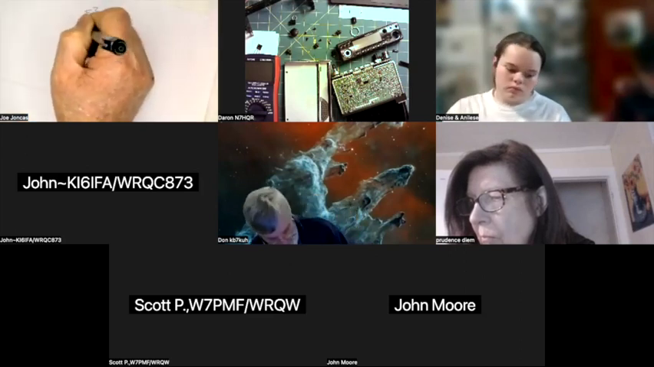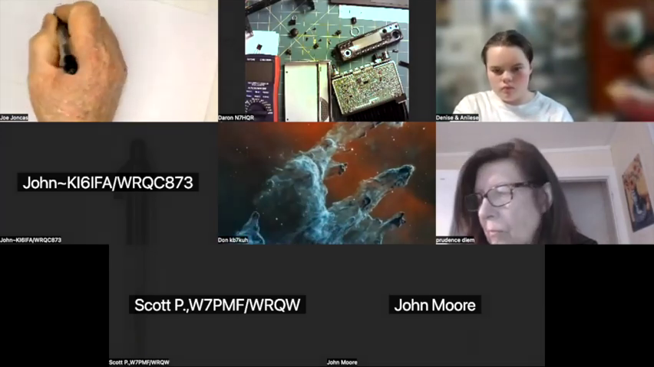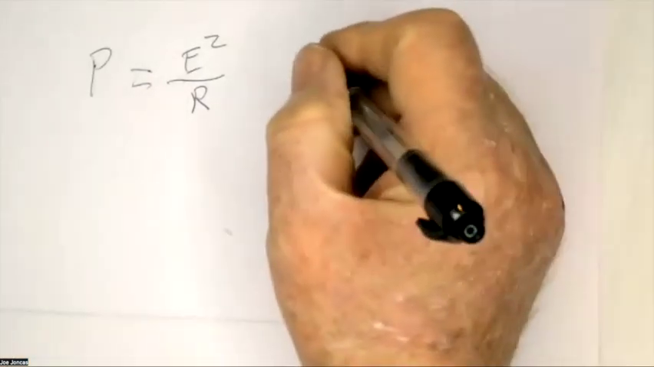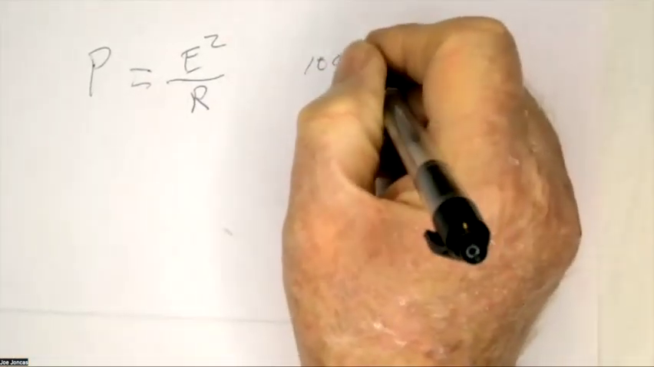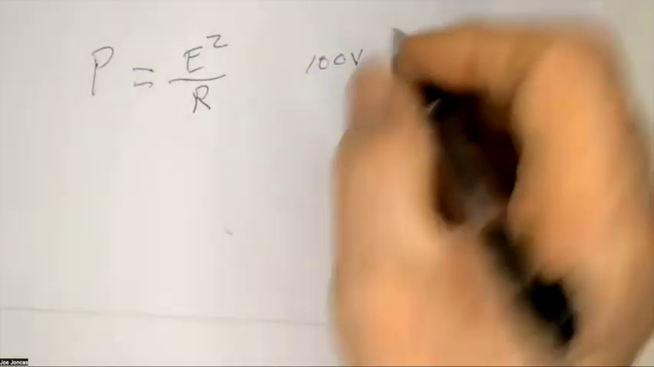E squared over R. And that equals what? Power. Power equals E squared over R. So what do we know about E? It's 100 volts. But 100 volts what? Peak.